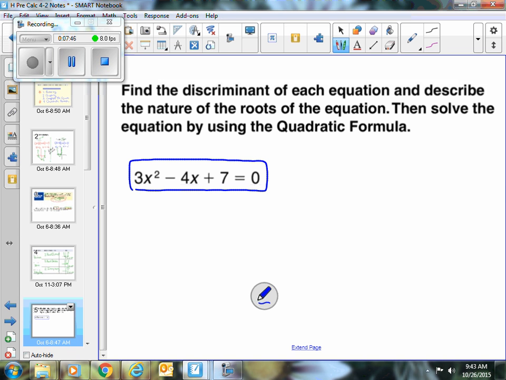The problem is when I think about the combinations of numbers, since they both are going to have to be negative, there's no way I'm going to get a -4. It's just not going to happen. So it's not going to be factorable.